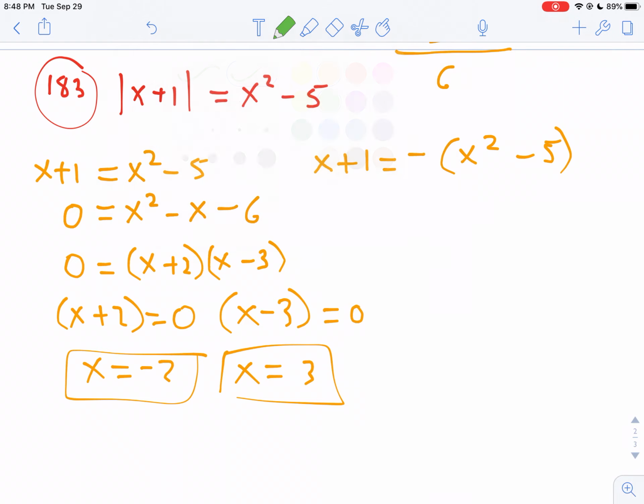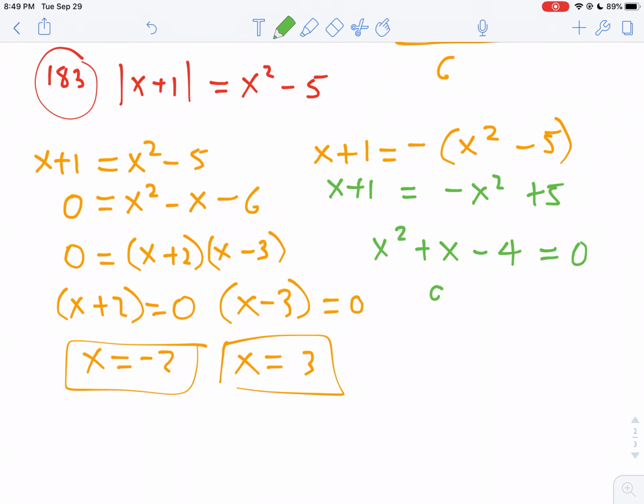The second part, this one here: x plus 1 equal to negative x squared plus 5. I'm going to move everything to the left-hand side and make the x squared positive. I don't like to work with negative numbers. I don't know about you. Then moving the 5 over, we can't factor that, so I think I'm going to complete the square, or maybe use the quadratic formula again.